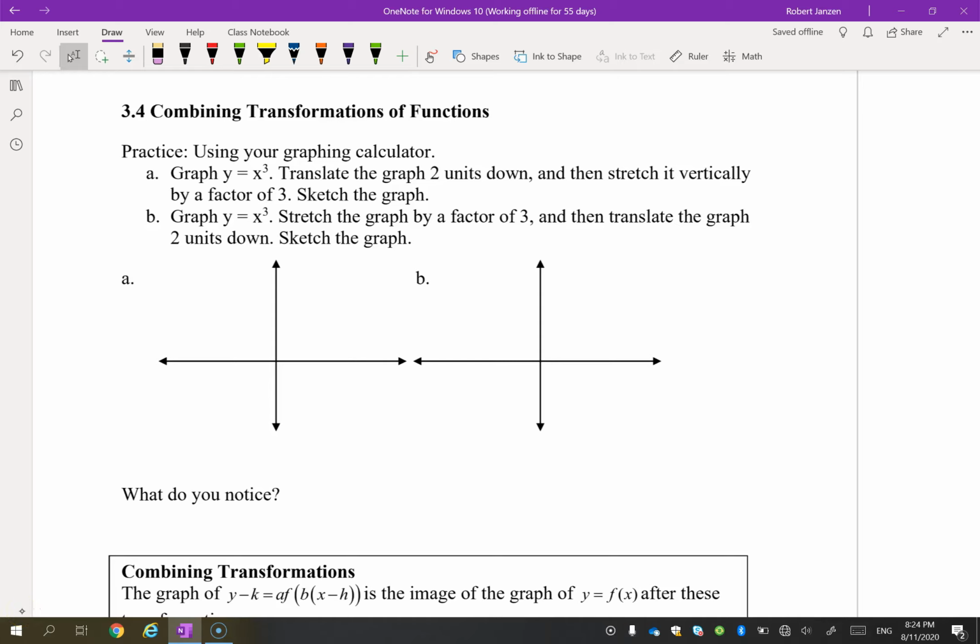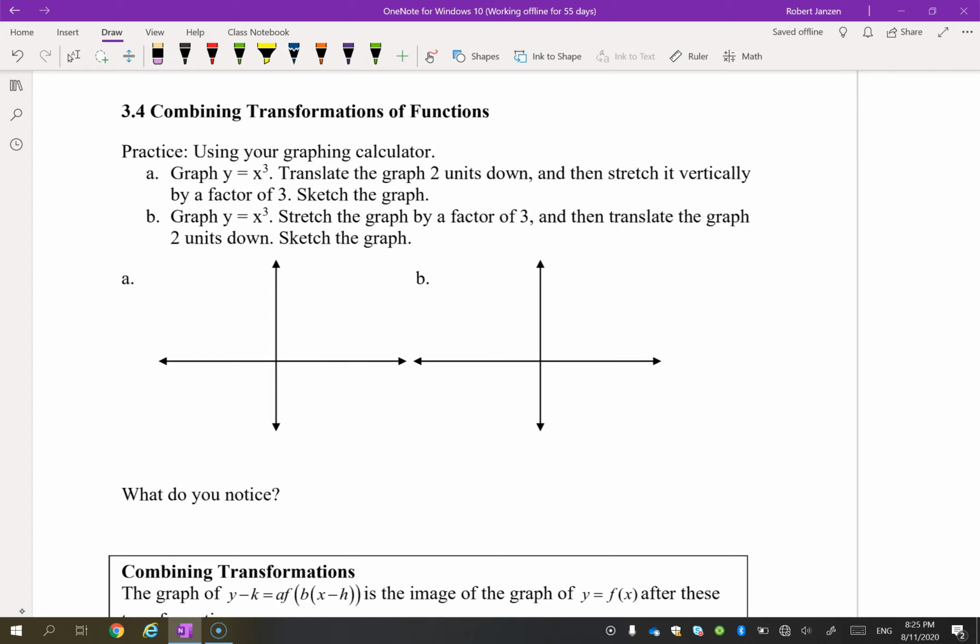All right, now that we've learned how to do the different transformations, we also need to be aware of the fact that order matters. Just like BEDMAS, order of operations, multiplication and division come before addition and subtraction. So we'll use an example here. It says use your graphing calculator to do these two different graphs.